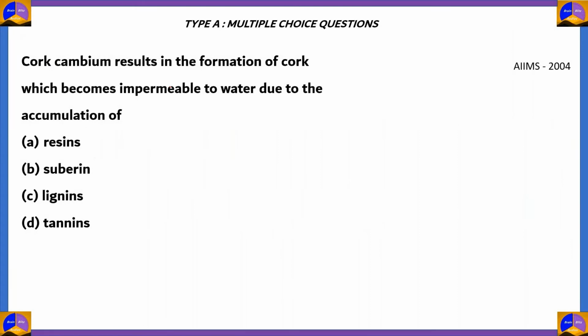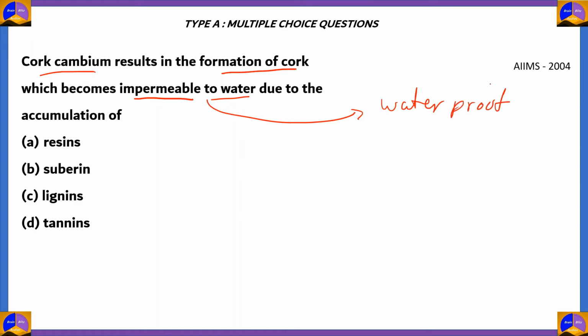Let's look at this question. Cork cambium results in the formation of cork, which becomes impermeable to water due to the accumulation of A, resins, B, suberin, C, lignins, and D, tannins. So it means that cork is waterproof. And so we have to find what makes cork waterproof.